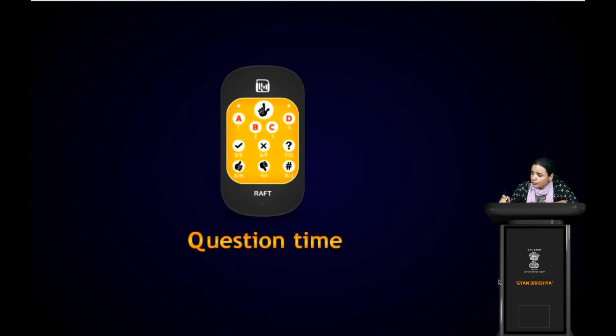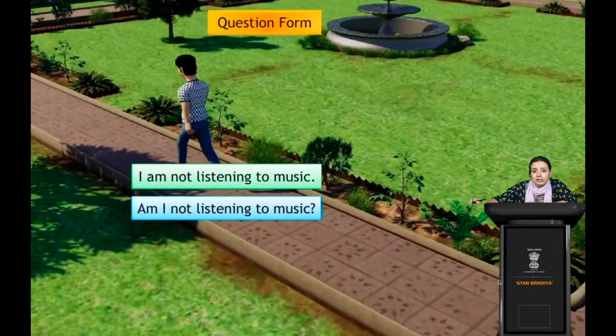So this is a question form. So now see what would be the question form. What is this, students? I am listening to music, and then what is he doing? I am not listening to music, right? So am I not listening to music? So this is the question form. You have to make the above sentences into question form.